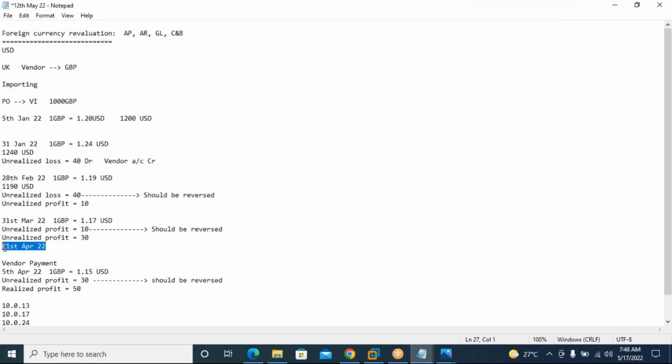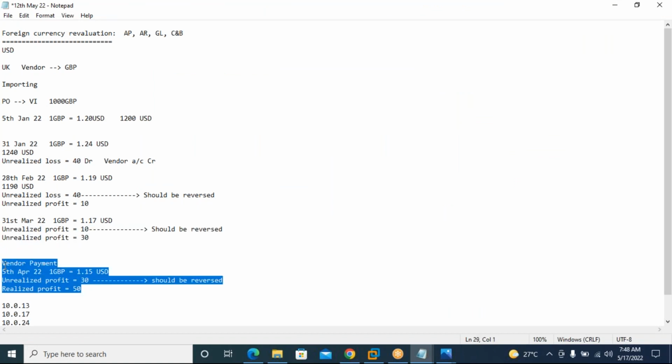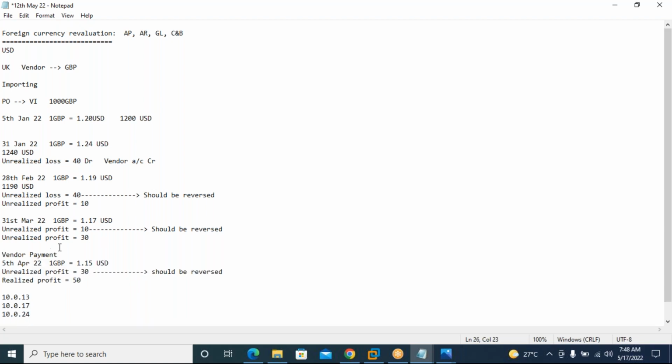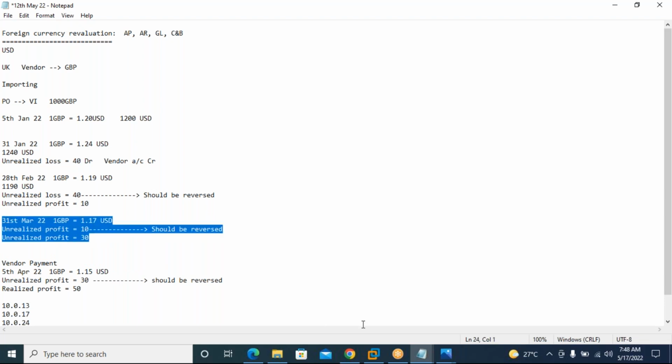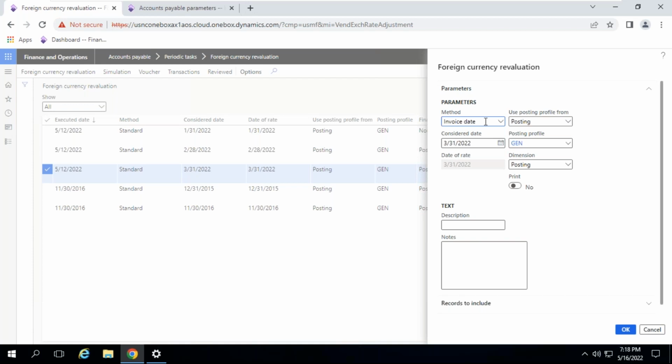See, in general, this is reversing. This is reversing whenever you are executing next time. Am I right? Correct. Yeah. That reversal, if we want it on the next day of the financial year, the next day of the period, then you can run this process. Invoice.